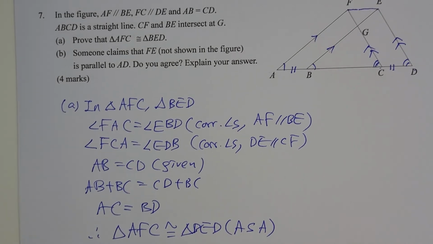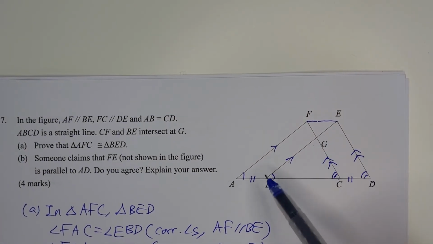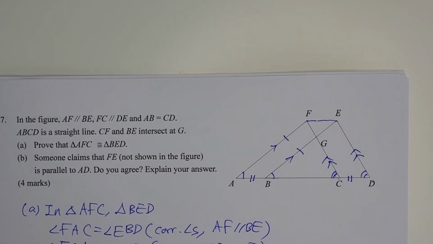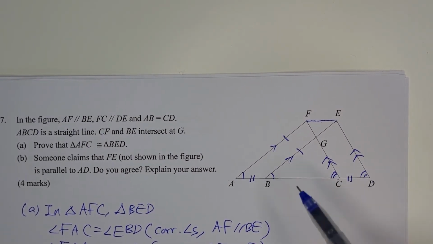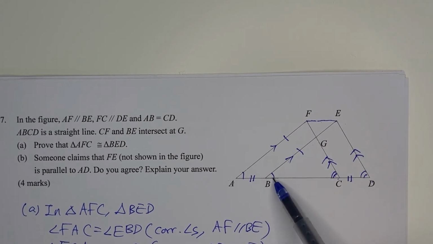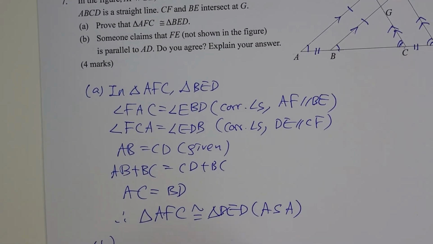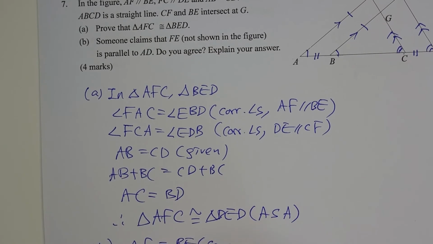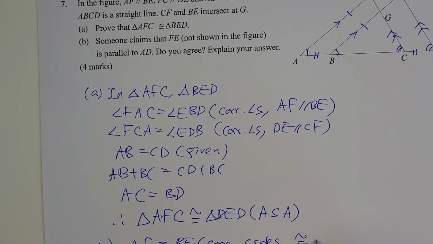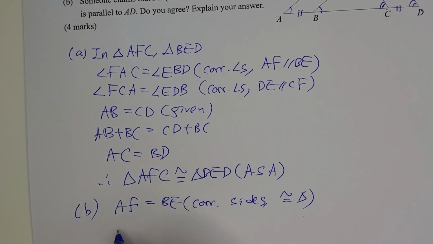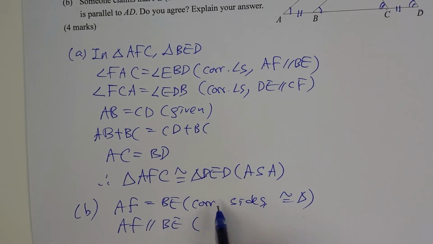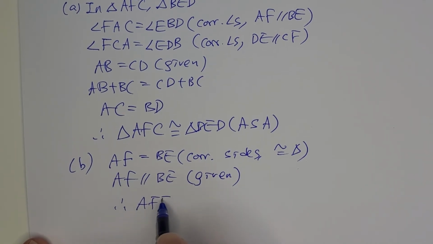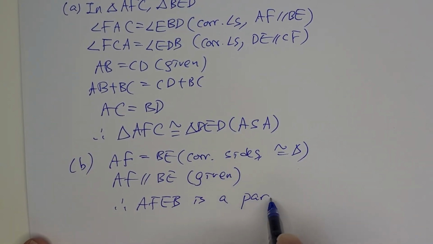And part B, you can see that from part A, you proved that these two triangles are congruent. Therefore, these two opposite sides are equal. Also, these two opposite sides are parallel. Therefore, you can conclude that AFEB actually is a parallelogram. So you can say AF equals BE. Reason, corresponding sides of congruent triangles. Also, AF parallel BE, given, right? Therefore, AFEB is a parallelogram.